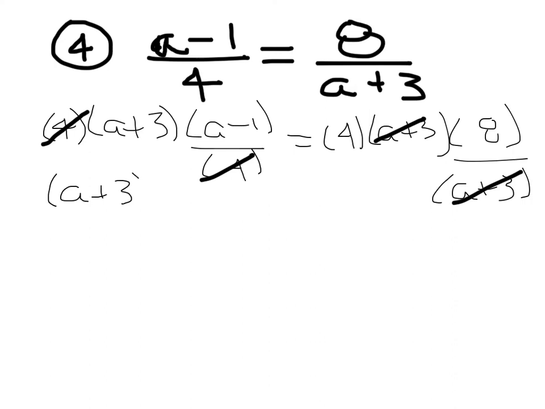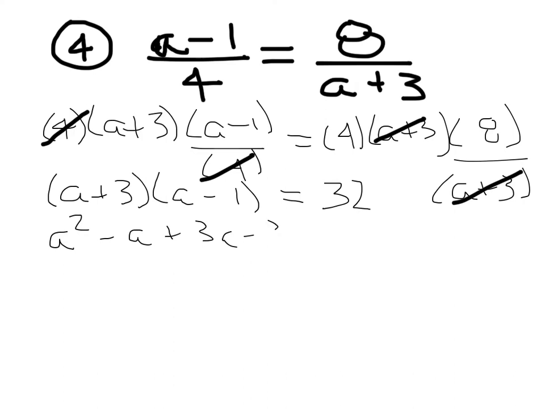That's going to be a double distribution, so instead of doing that in my head, I'll just write it down for now. 4 times 8, I can do that in my head. I hope you can too. Now I'll double distribute to get a squared minus a plus 3a minus 3 equals 32, which I can simplify to a squared plus 2a. Now I have this minus 3 here. I'm going to bring the 32 over as a minus 32. The result will be a negative 35.